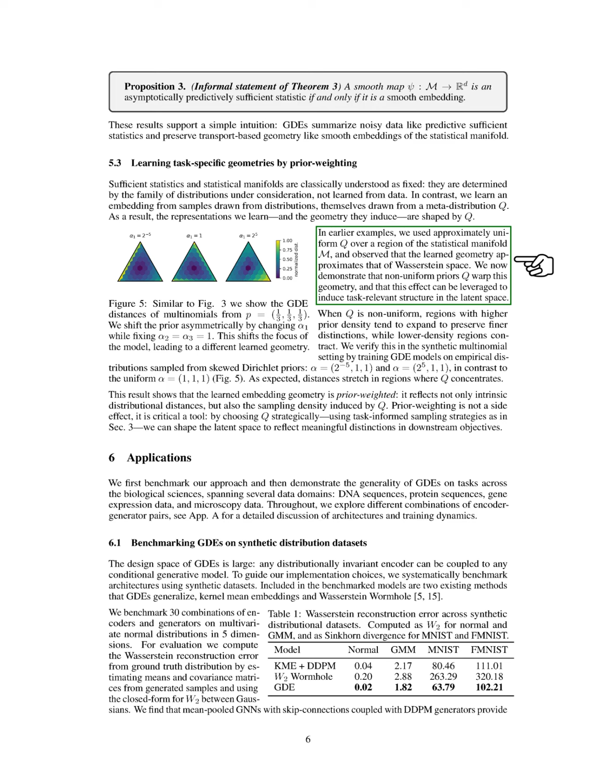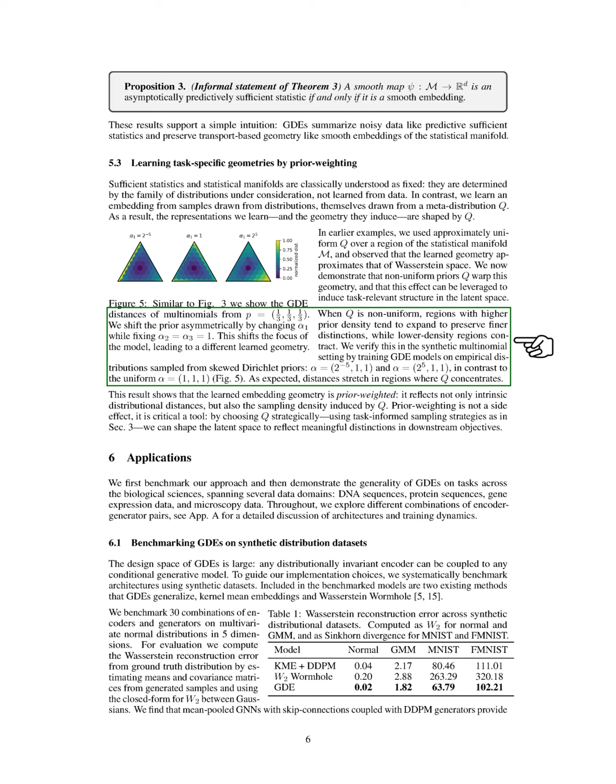Now, we show that when Q is non-uniform, it distorts this geometry, allowing us to create task-relevant structures in the latent space. Specifically, areas with higher prior density expand to maintain finer distinctions, while areas with lower density contract. We confirm this in a synthetic multinomial context by training GDE models on empirical distributions sampled from skewed Dirichlet priors, comparing them to a uniform prior.